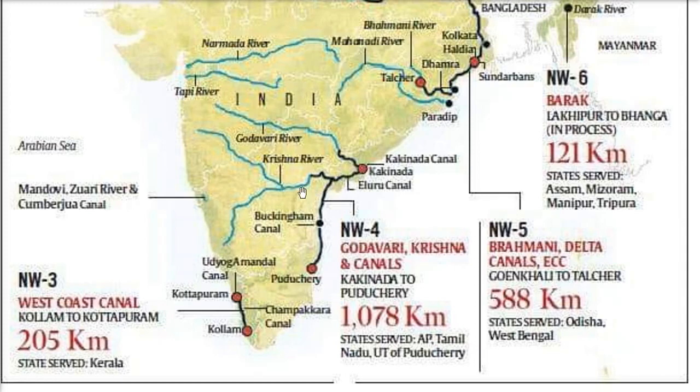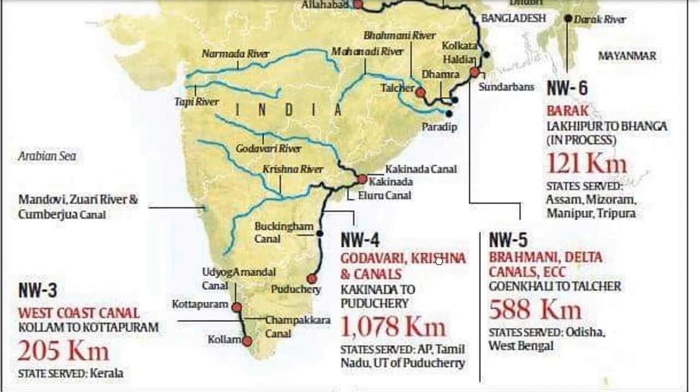So it is on the Godavari. See, this is the Godavari also. We have the Krishna also. This is a canal, and various canals, Godavari and Krishna canals. And this is 1,078 kilometers. The states being served are Andhra Pradesh, Tamil Nadu and the Union Territory of Puducherry.